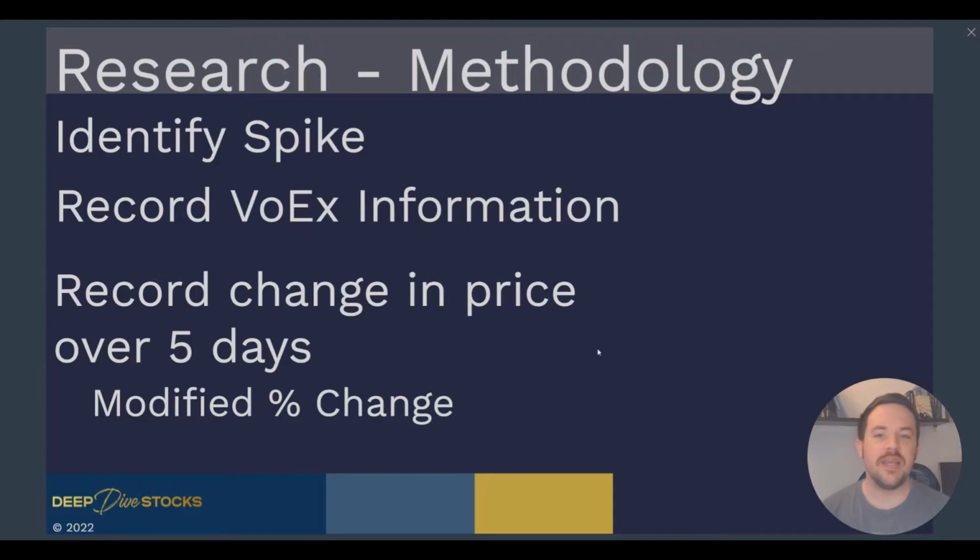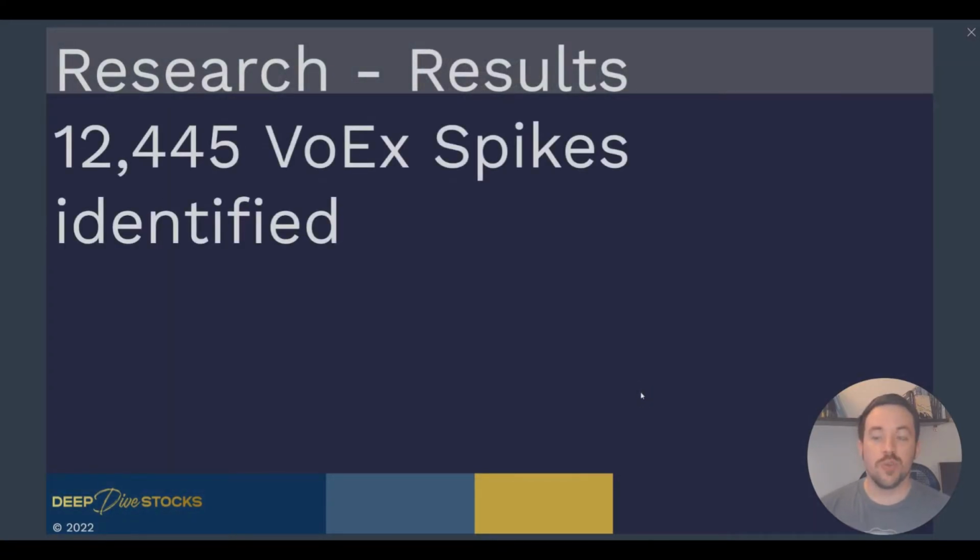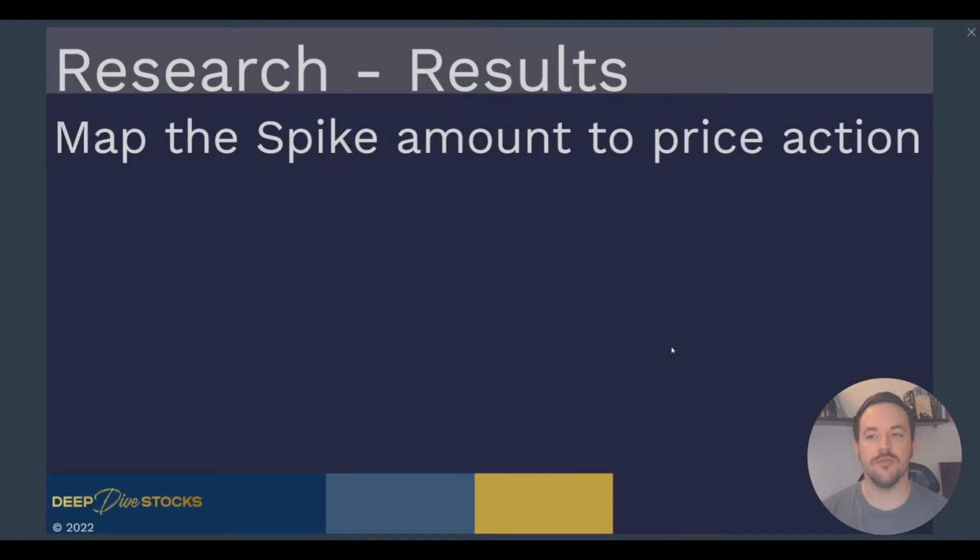And we did this for 5 days because the idea was that VoEx spikes are sudden spikes of instability. So this should confer some short-term statistically relevant price action, and we didn't really anticipate or feel the need to extend beyond 1 trading week. So what were the results? Well, in scanning this, we identified 12,455 VoEx spikes throughout the market. Pretty healthy number of results.